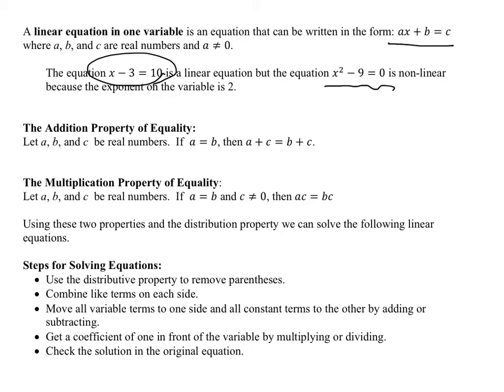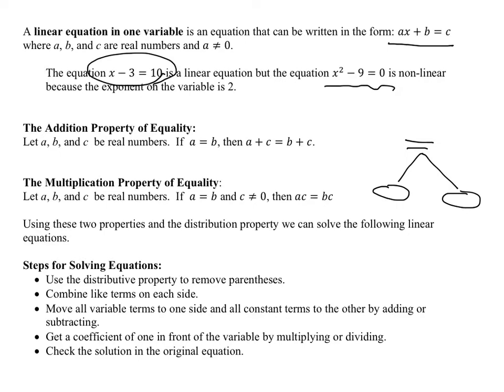So now there are several properties for equations. But the thing that you need to keep in mind is that an equation is a balanced scale. When I have an equal to, that's my balanced scale. And when I'm presented with an equation, both sides are balanced. And we need to keep it that way.